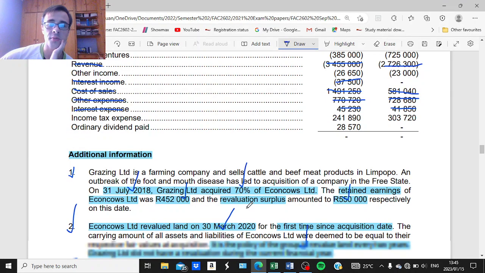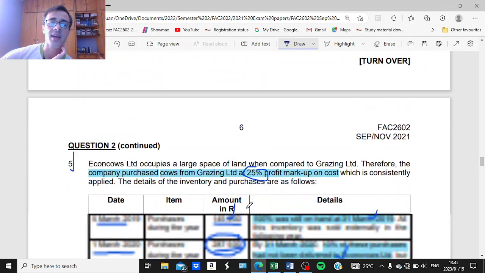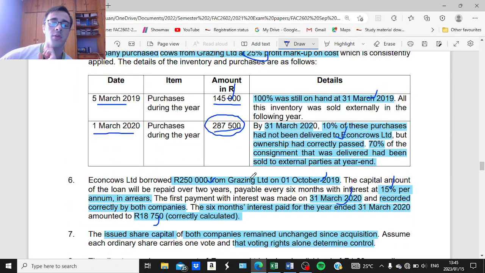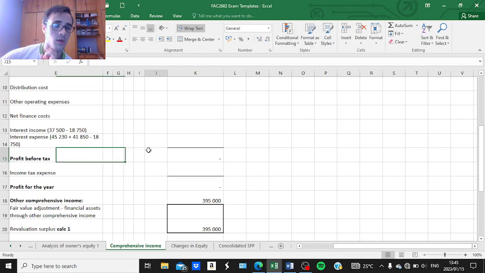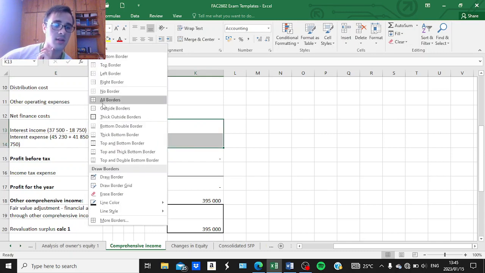So in terms of additional information point 6, we are mainly interested in the intergroup interest amount that we need to eliminate for consolidation purposes. Right, and these two will be subtracted from one another in order to arrive at net finance costs. We will do that later on.